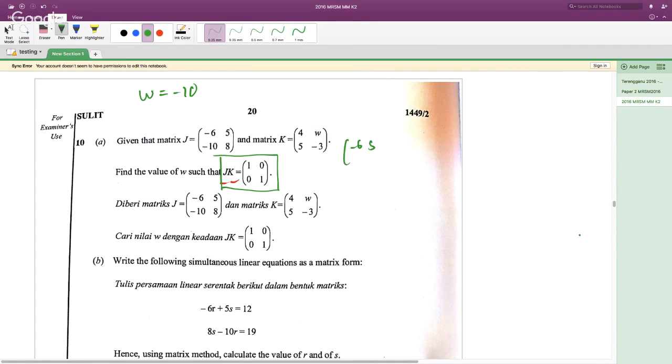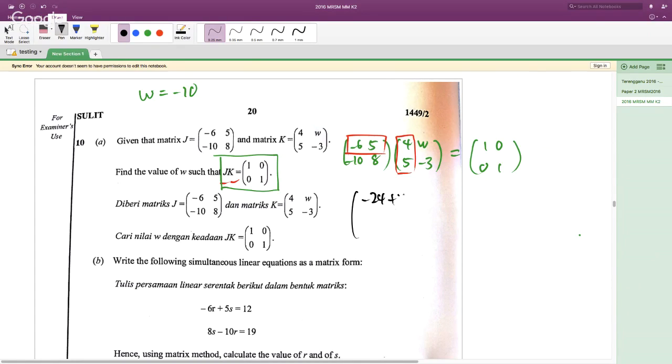So negative 6, 5, negative 10, 8, and then K is 4W, 5, negative 3. Then you will get 1001. This is exactly from here, and then you can just multiply like this. You should know how to multiply. And then this is negative 24 plus 25. The next one should be negative 6W, negative 6W minus 15.